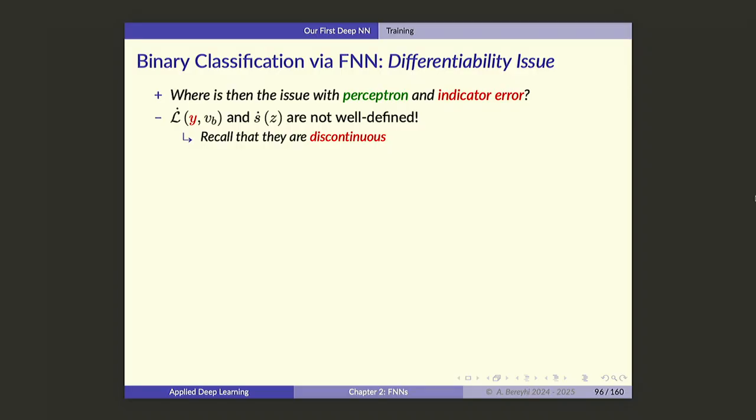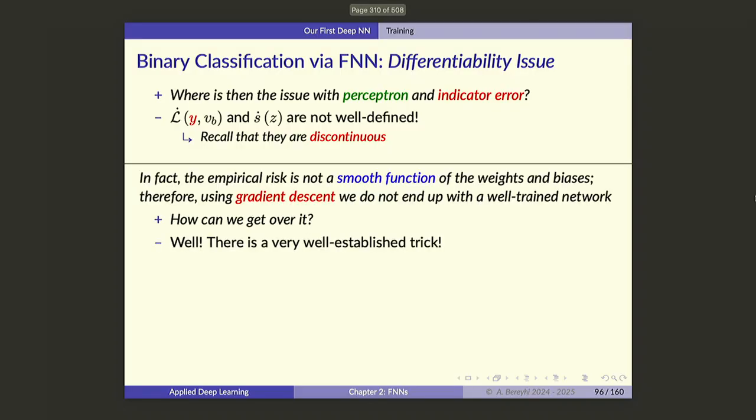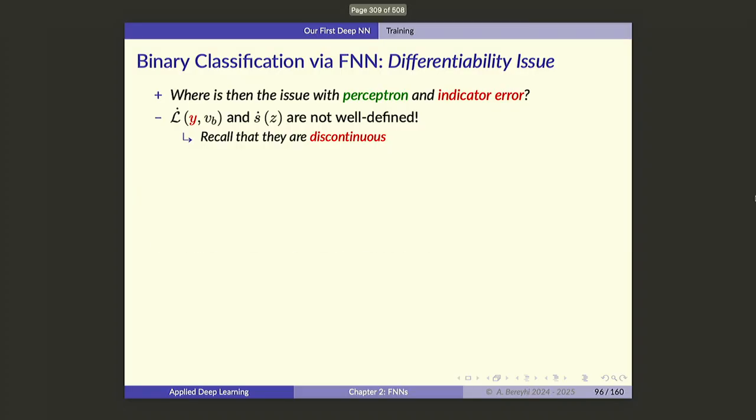Now, do you have any idea how we can get rid of this issue? Maybe we start first with this step function. Do you have any suggestion? How can I make this a step function?